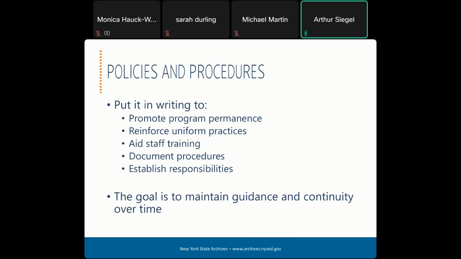As important as all these things are, regular purging, disaster planning, proper transfer of records, etc., the key to ensuring that they continue to be practiced over time is to codify records management practices or policies and procedures in writing. Doing this will accomplish several things. It'll promote program permanence. Developing policies and procedures ensures that your successors will have an inactive records program to follow and will know what to do.